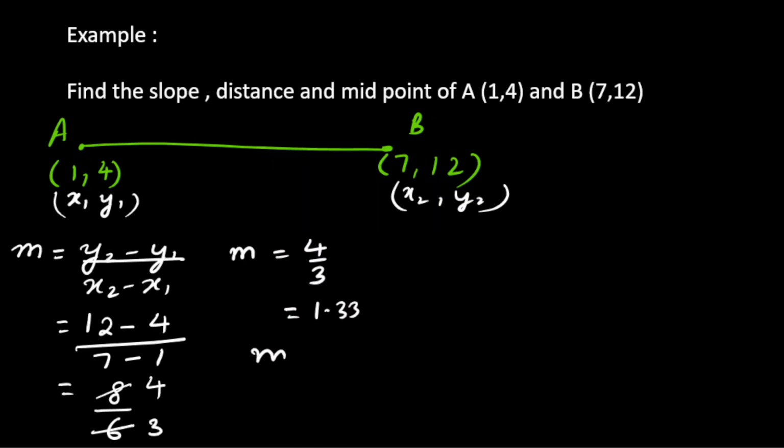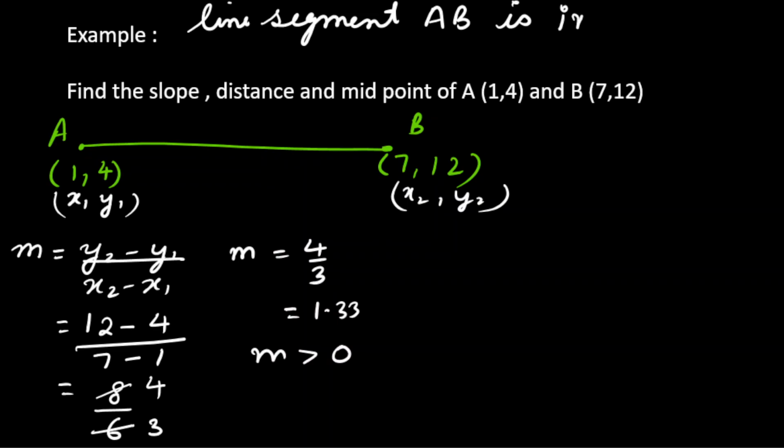That means the slope is greater than 0. If the slope is greater than 0, that means line segment AB is increasing. So these are the cases I discussed earlier. So line segment AB is increasing.